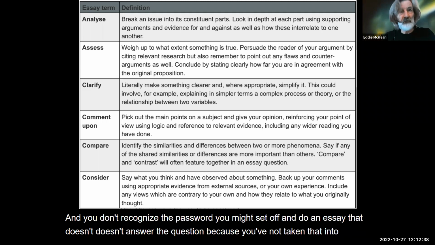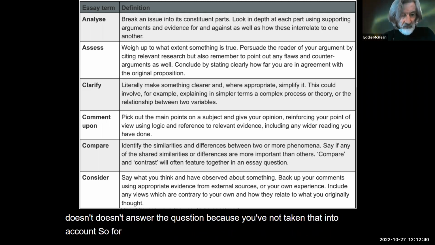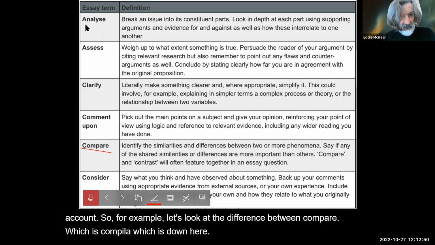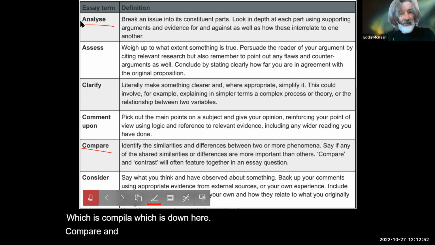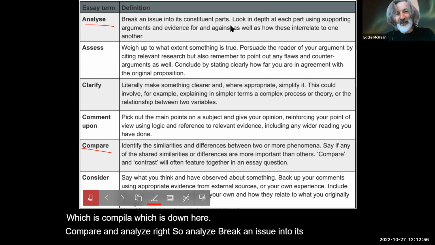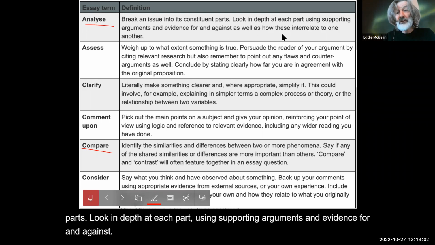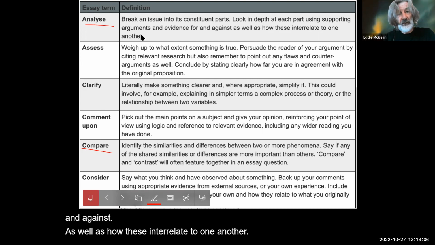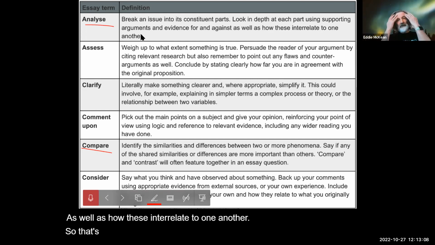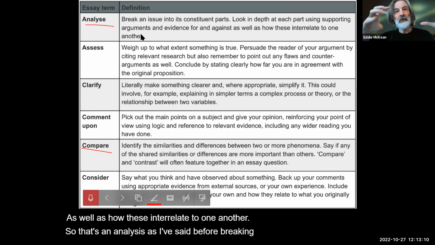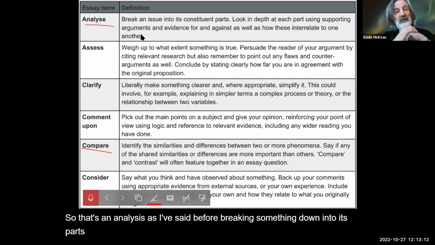So for example, let's look at the difference between compare and analyze. Analyze: break an issue into its constituent parts, look in depth at each part using supporting arguments and evidence for and against, as well as how these interrelate to one another. So that's an analysis, as I said before, breaking something down into its parts and looking at each one and seeing what's going on there.